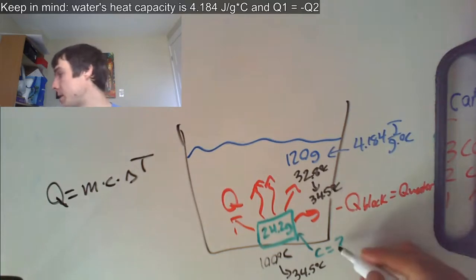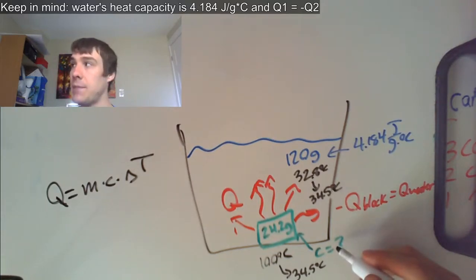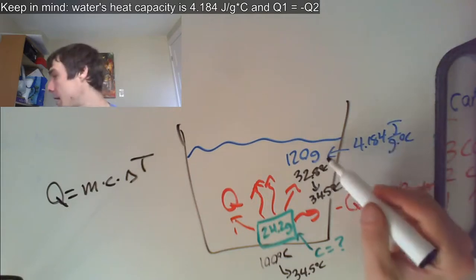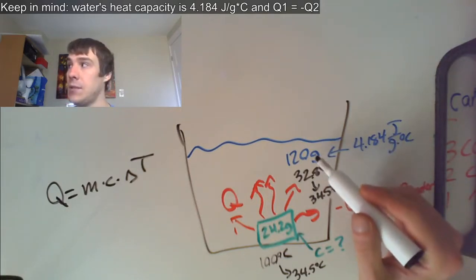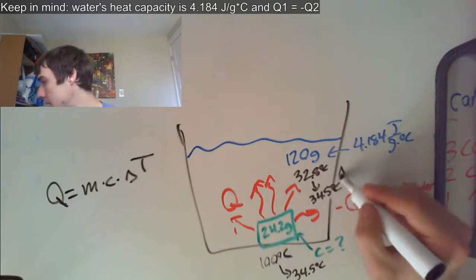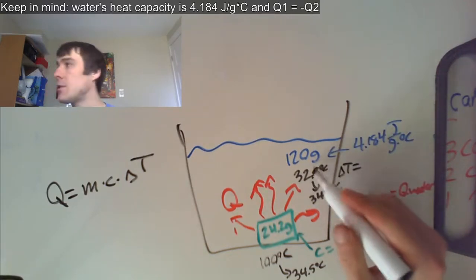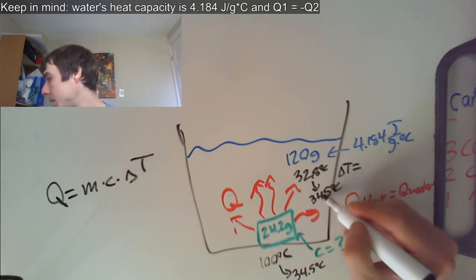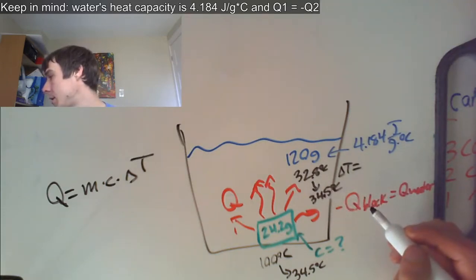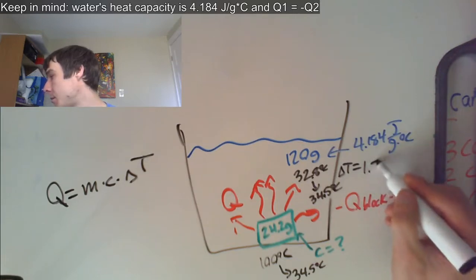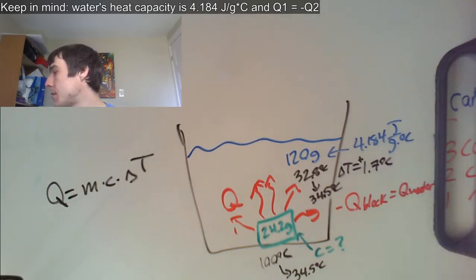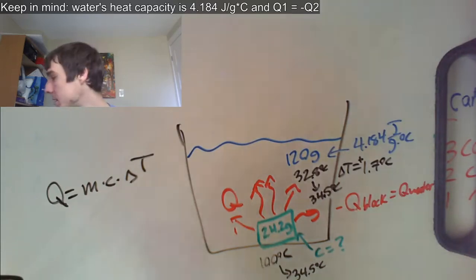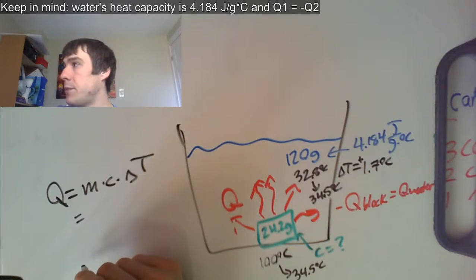Well, we don't know the heat capacity of the block. But we do know the heat capacity of water because it's given. And we know it's 120 grams, and we can figure out the delta T here. The delta T, the change in temperature, it started at 32.8, it went to 34.5. So it must have gone up by 1.7 degrees Celsius, plus 1.7 degrees Celsius, because it increased by 1.7 degrees Celsius. So then we can just put that in the equation, right?